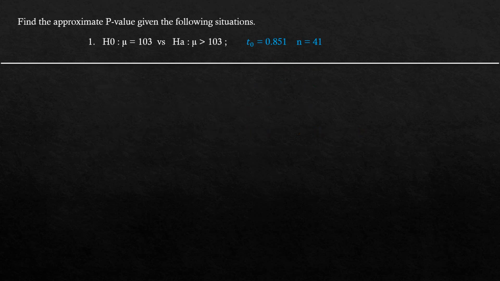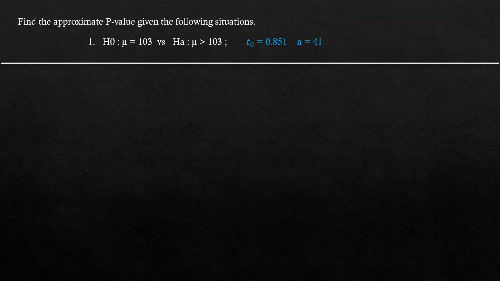Find the approximate p-value given the following situations. First one, null and alternative hypotheses are given. The test statistic t naught and n are also given. What is t naught? T naught is the test statistic. How do we find the test statistic if we have the information? It is x bar minus mu over s over root n.